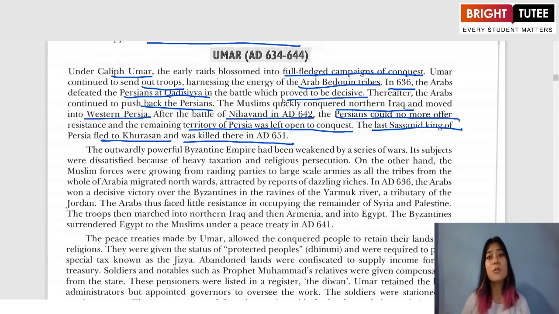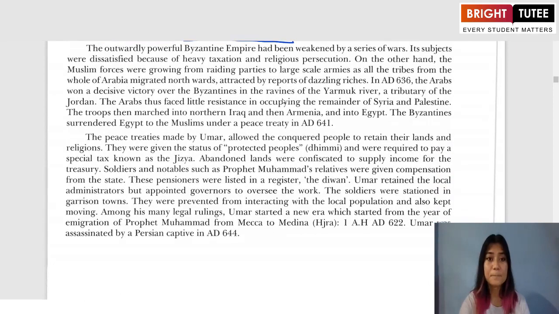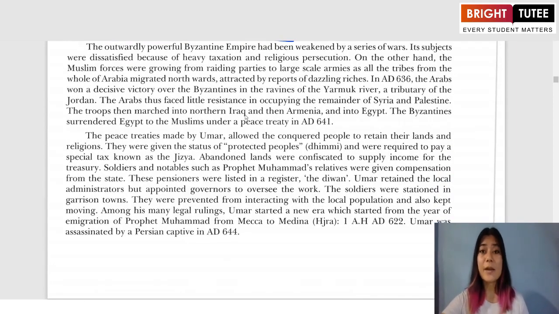As a result of this invasion by the Arabs of Persia, the Persian king had to flee to Khorasan, where he was killed in 651 AD. Now, as the Arabs were gaining strength and power, alongside their empire there was the Byzantine Empire, the East Roman Empire, right?